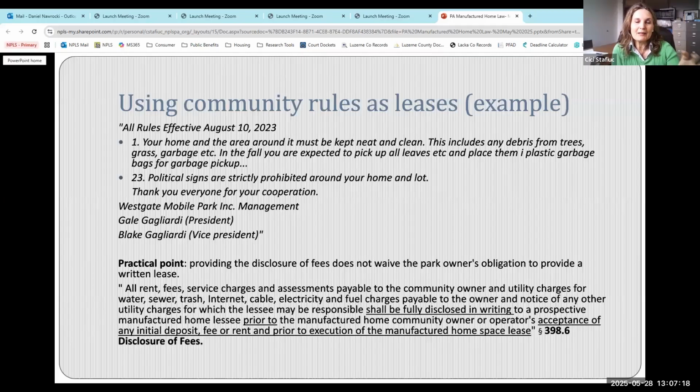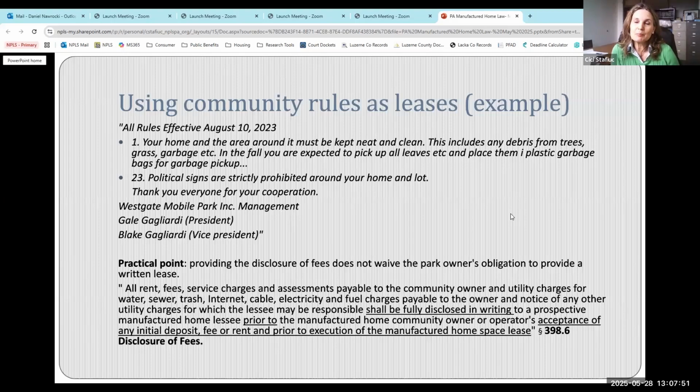I copied a little bit of the community rules, which were effective August 10, 2023. It had 23 sections, and in the end, a thank you to everyone for their cooperation. It had a company name and then the president and vice president and their signatures. No signature of the homeowner or resident, just signatures of the president or vice president.